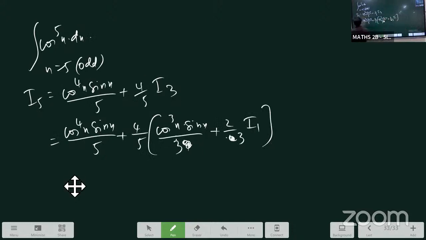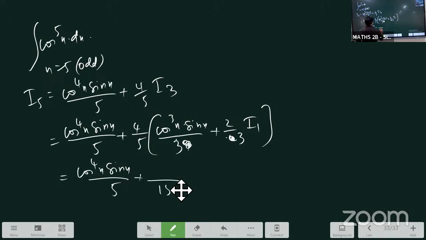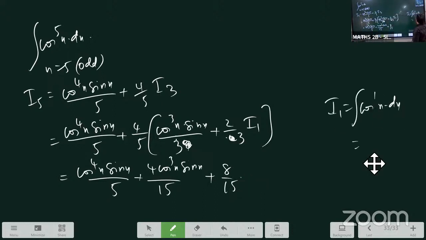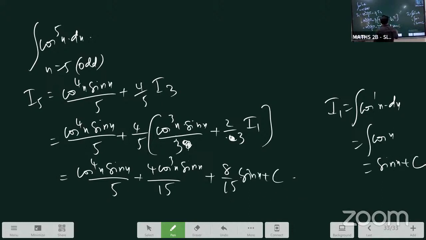So that is nothing but cos power 4x sin x by 5 plus, 5 3s are 15, 4 cos cube x sin x, plus 4 2s are 8 by 15. What is I1? I1 means integral of cos power 1 dx, that is sin x plus c. This is your reduction formula for sin power n, cos power n.